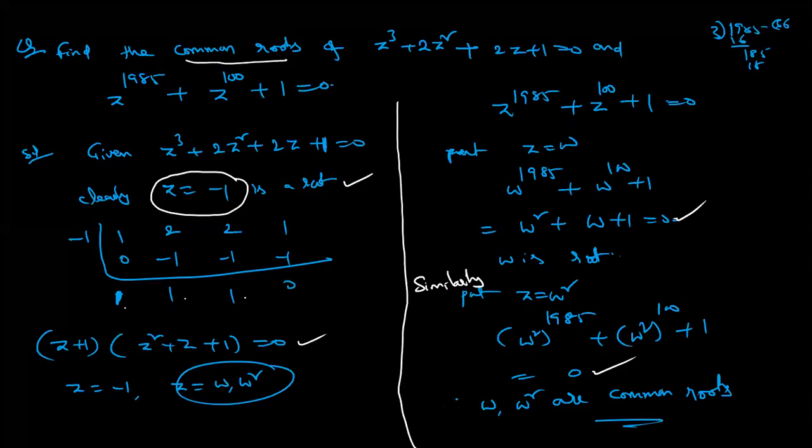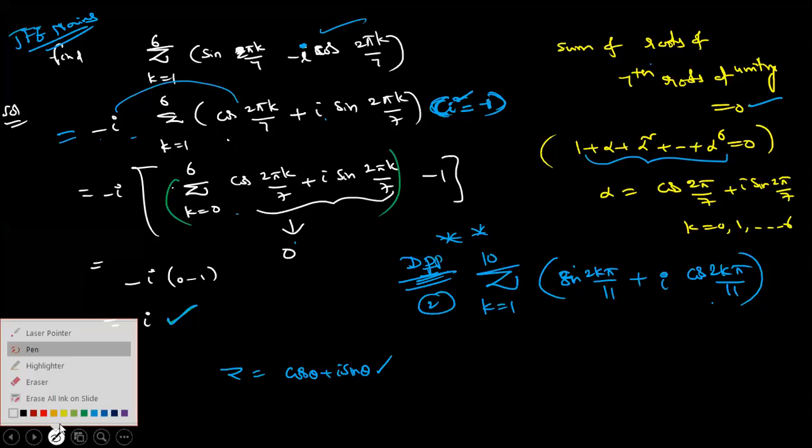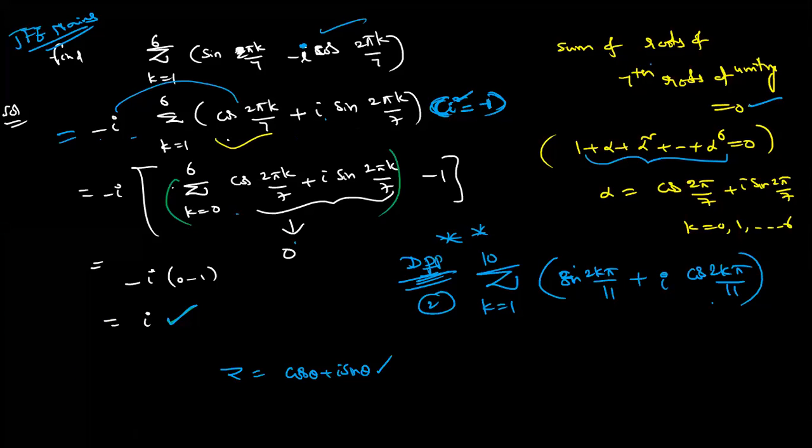Now, see, the JEE Mains question is one. Sigma k running from 1 to 6, sin 2 pi k by 7 minus i into cos 2 pi k by 7. I think this one is completed. Am I correct? It's one. So from this case, take minus i as a common factor. Fine. So in this case, put inside, adding one and subtracting one.